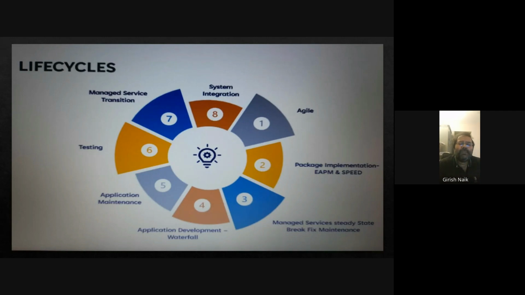Then break fix maintenance also we get. Break fix maintenance is typically like the water filter kind of thing, right? You raise a helpline ticket, they come to your house, they may replace some parts, then they fix it and resolve the ticket. This is another kind of engagement, right? So these are the typical life cycles we see in the software industry, right?